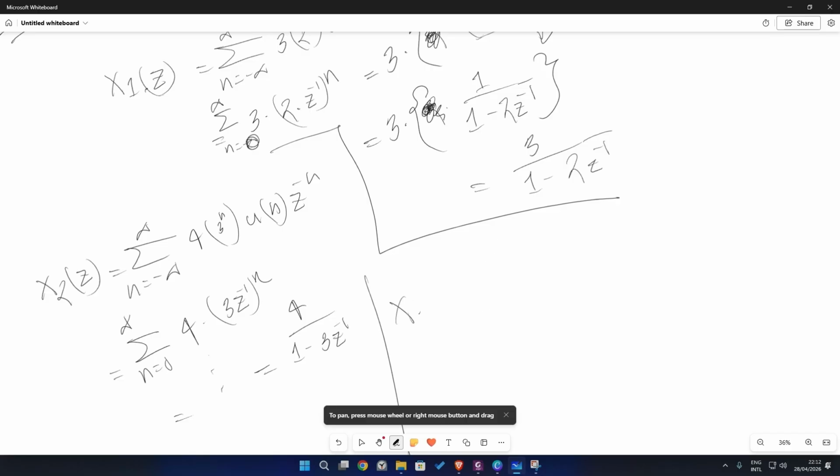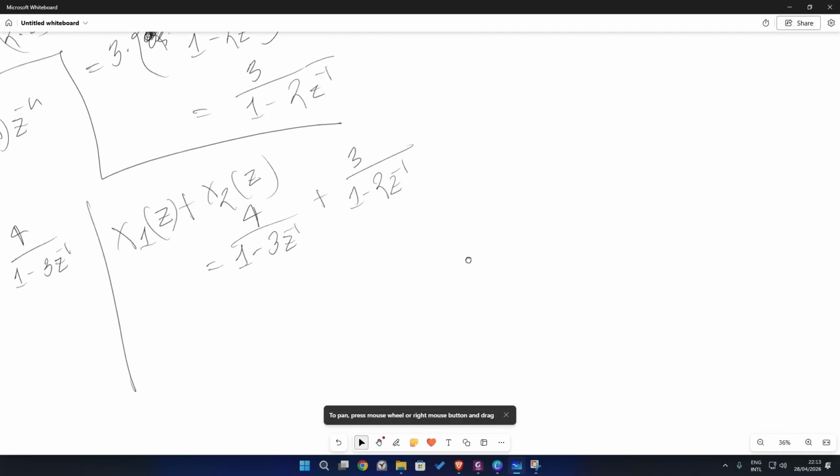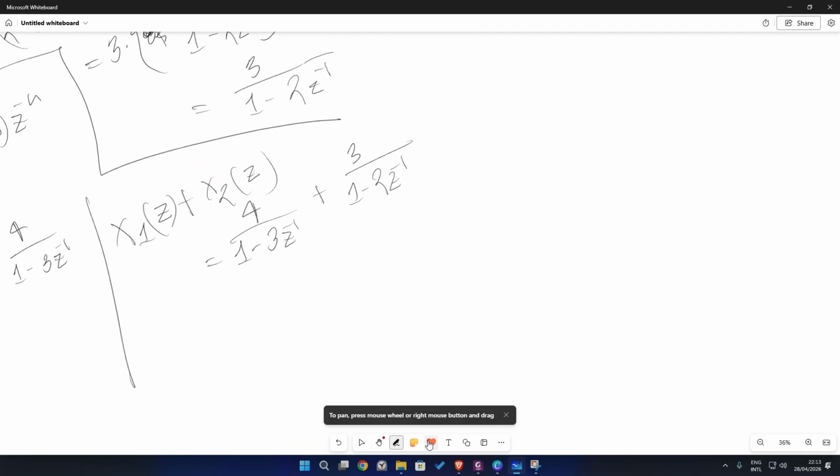Now adding both, we are getting 4 by 1 minus 3z inverse 1 plus 3 by 1 minus 2z inverse 1. In the question we are seeing minus, so we have to write minus here. So in terms of writing the answer, we need to bear in mind how the question is given.